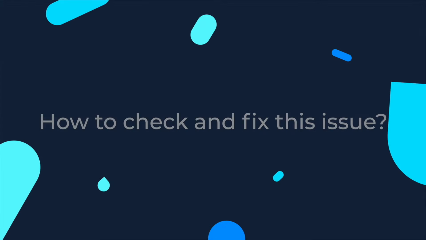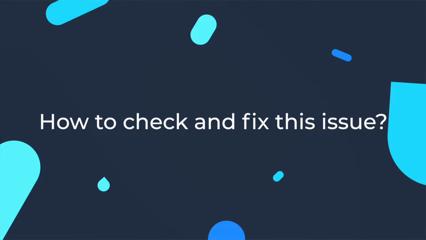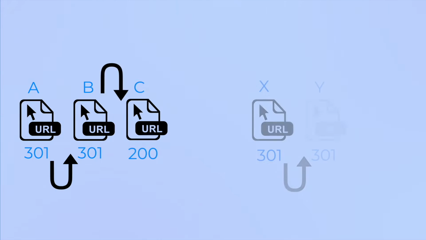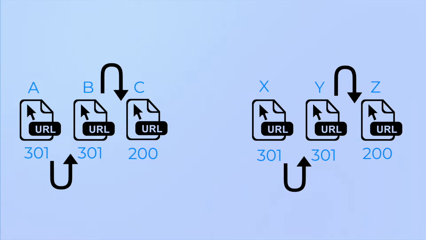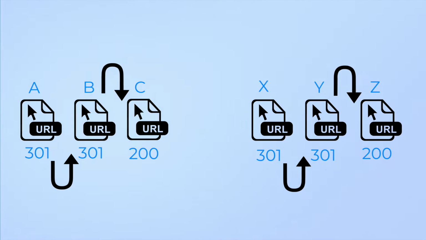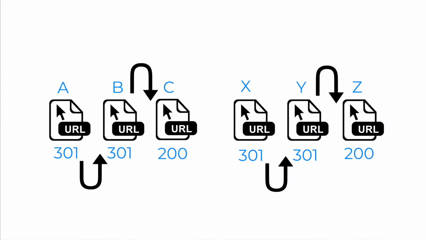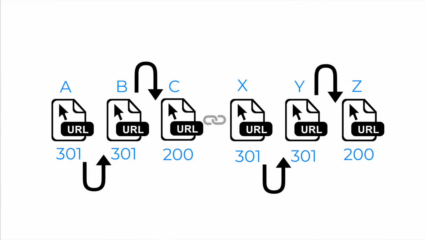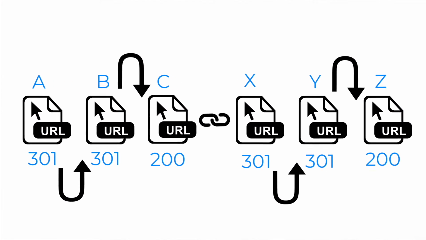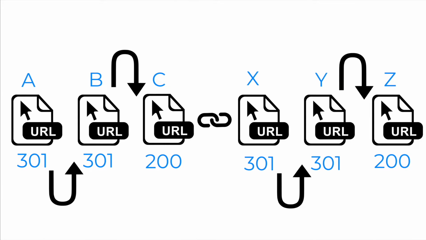How to check and fix the issue? Redirect chains could be created accidentally and unknowingly, especially when dealing with big sites. Having redirects between the following links isn't an issue, but as soon as you try to redirect URL C to URL X, you suddenly create a chain with 4 redirects and indexing on URL X might fail or this link could be even removed from the index altogether.